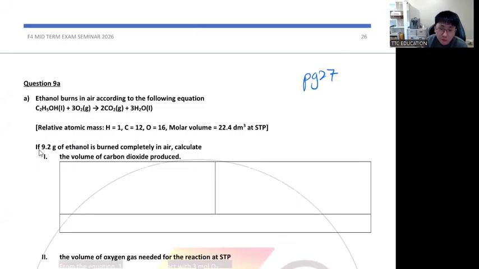So now, if 9.2 gram of ethanol is burned completely in air, calculate the volume of carbon dioxide produced. Guys, this is under stoichiometry. You know why I call this stoichiometry? Because they gave me the mass of ethanol, 9.2 gram, but you're looking for the volume of carbon dioxide. Do you see? He gives me the mass for one chemical, but he asks me to find the volume for another chemical. So this is stoichiometry. Whenever they give you something and you look for something else, it's stoichiometry.